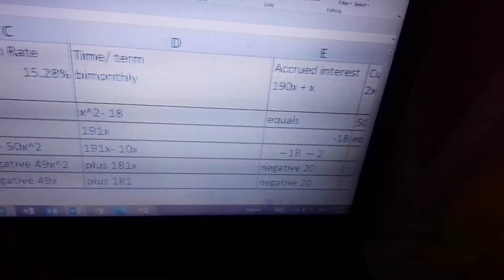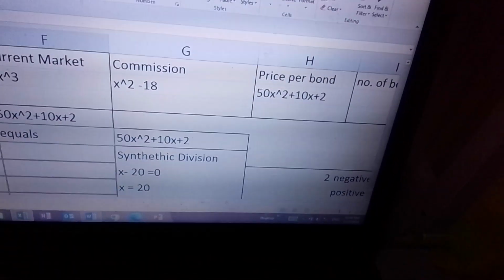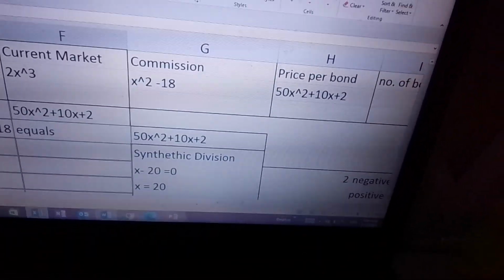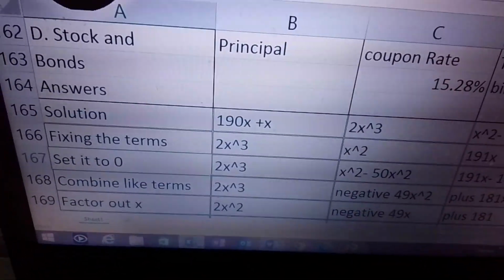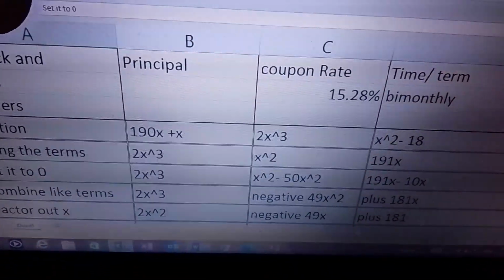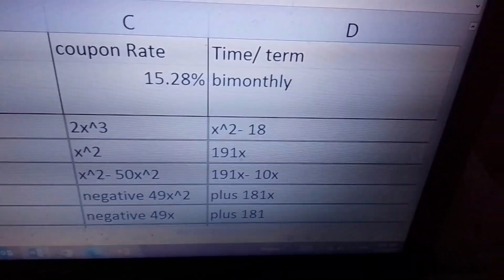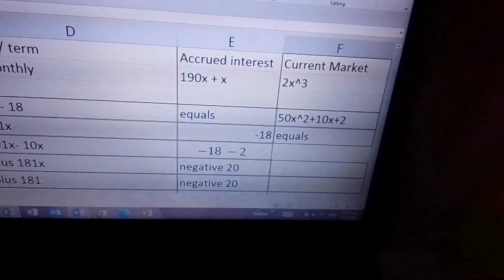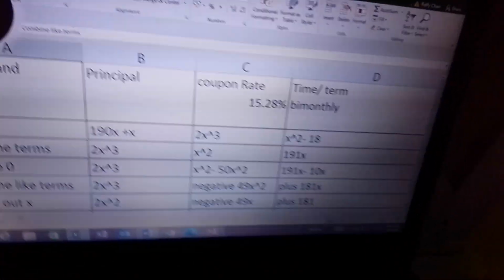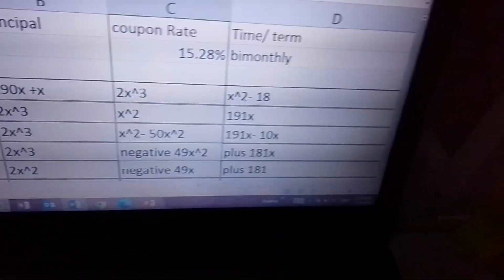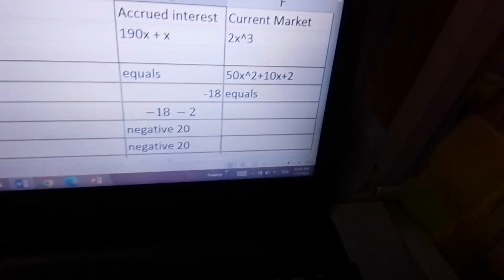So, therefore, x squared minus 50x squared, 191x minus 10, and negative 18 minus 2. So, therefore, you're supposed to get this. That's why it says set it to 0. So, therefore, ito yun. 2x cubed, x squared minus negative 50x squared, 191x minus 10, and then we have negative 18 minus 2. And then, combining like terms, you should get negative 49x squared, positive 181x, and then we get negative 20.